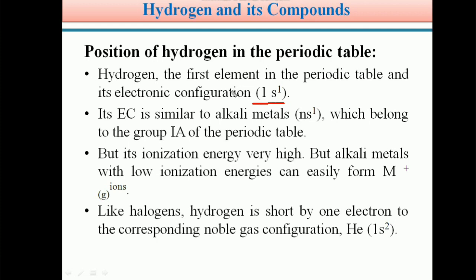Its atomic number is 1. Hydrogen's atomic number is 1, and it is the first element in the periodic table. And the next point, the electron configuration. The electron configuration of hydrogen is equal to the valency configuration of alkali metals.